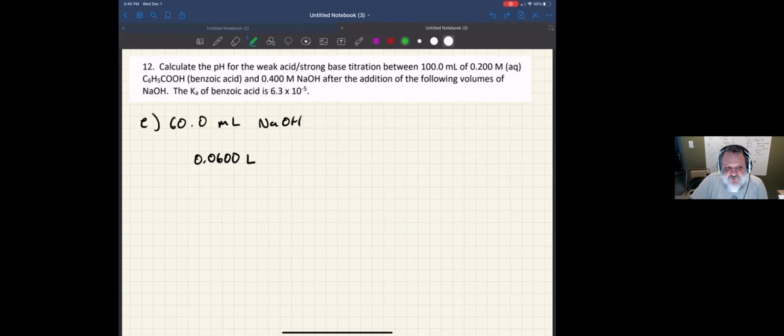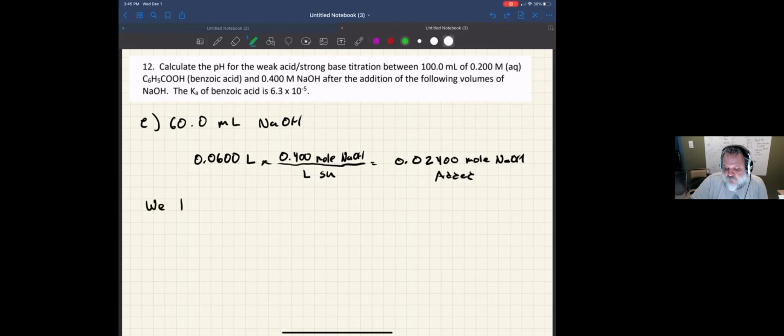So that's 0.06 liters of solution, and we know that we added 0.4 molar sodium hydroxide. So that means we must have added 0.0240 moles sodium hydroxide total. We know that we had 0.02 moles of the hypothetical acid, the benzoic acid.